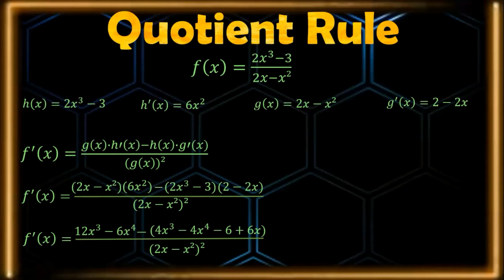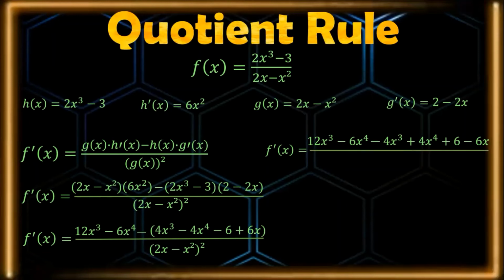Next is to simplify. Distribute the minus sign to the terms inside the parentheses. So we have f prime of x, which is equal to 12x cubed minus 6x to the fourth. All you have to do is to copy. Then distribute the minus sign to the terms inside the parentheses. So that will become minus 4x cubed plus 4x to the fourth plus 6 minus 6x all over the quantity of 2x minus x squared, quantity squared.